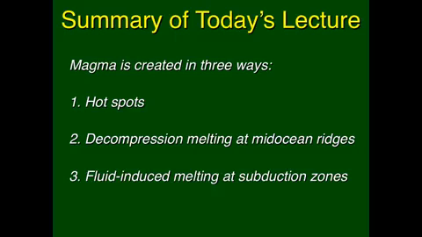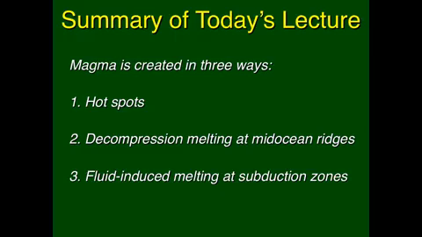So to summarize today's lecture, we saw that magma and volcanoes are created in three ways. We have hot spots that rise up from probably the mantle core boundary, rise up through the mantle as solid, reach the surface, and then result in partial melting, which then reaches the surface.